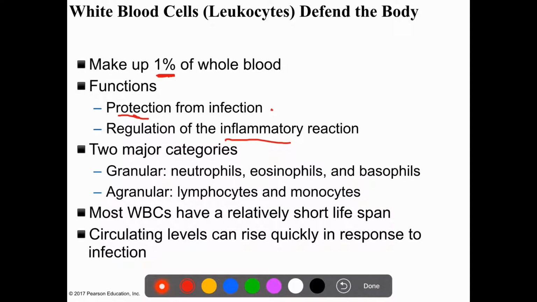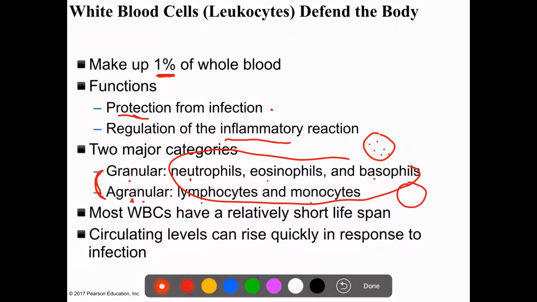For the white blood cells, we have two major categories, granular or agranular, and this depends on how they appear under the microscope. Granular cells have granules within the cells, whereas agranular cells don't have them, or these granules are invisible to us under the microscope. For the granular, we have neutrophils, eosinophils, and basophils. For the agranular, we have the lymphocytes and monocytes. Each one of these cells performs a specific function within our body.